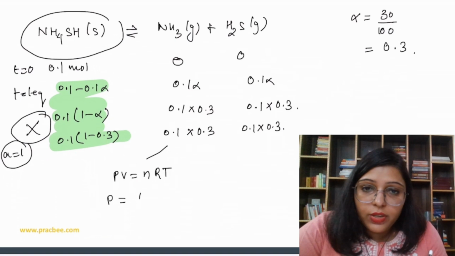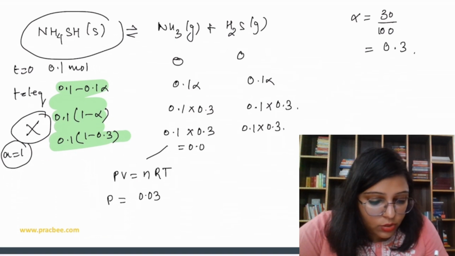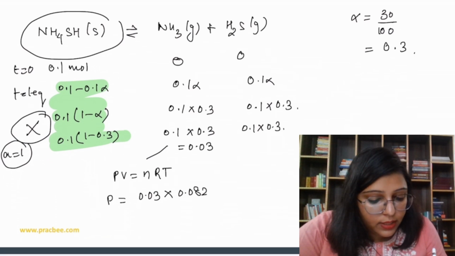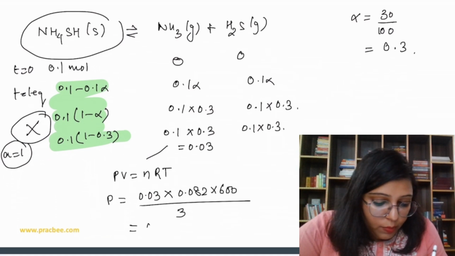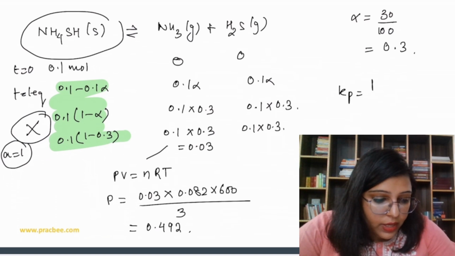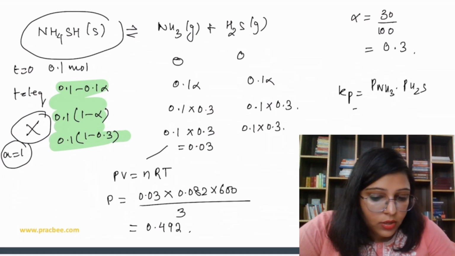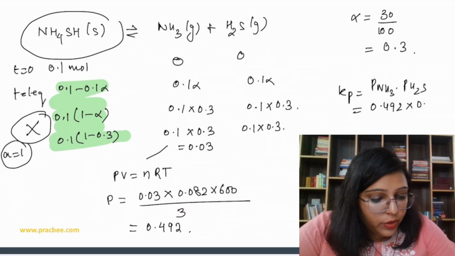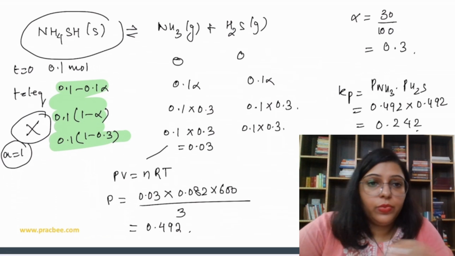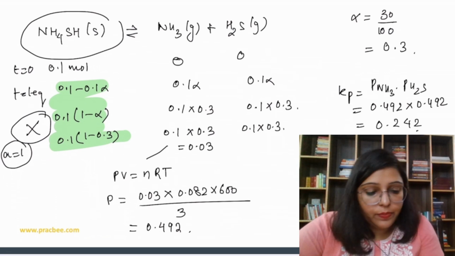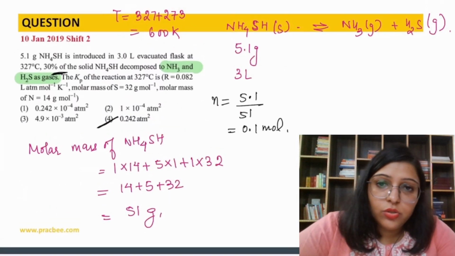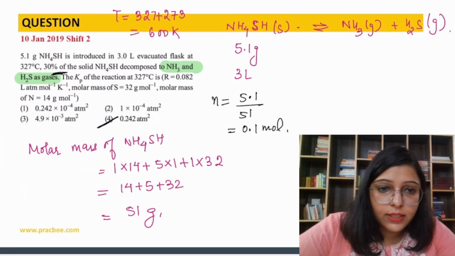So the number of moles we can say is 0.03. R is 0.082, temperature is 600 and volume is 3. So we get 0.492. Okay. And Kp, how to calculate? Pressure of NH3 and pressure of H2S, which is equal to 0.492 into 0.492, and on solving we get 0.242. Okay, that's it. So the answer is 0.242 atm square. So the fourth is the correct answer.